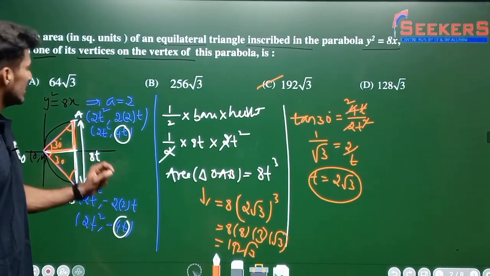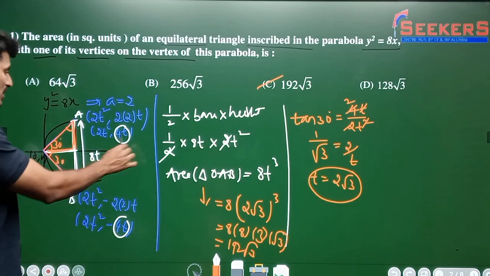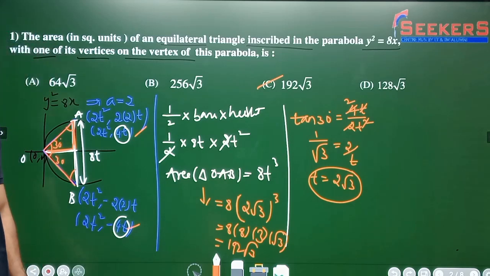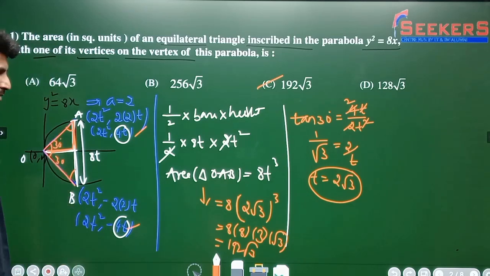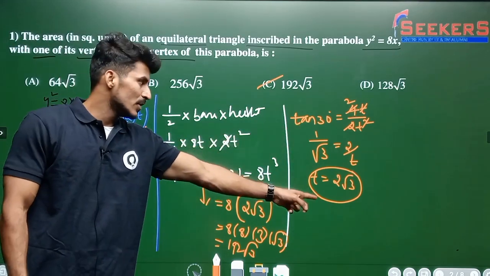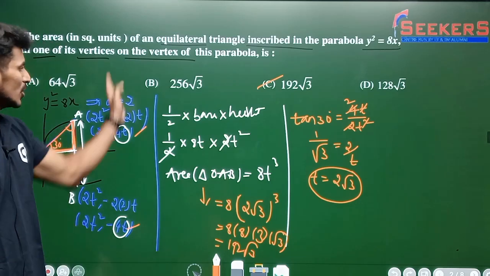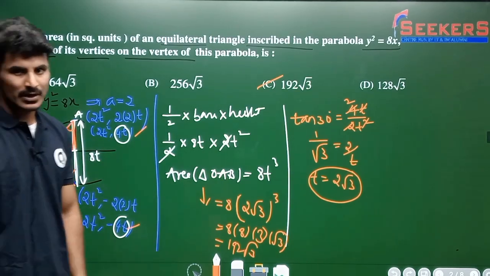Alright, so simple here, one of the vertices is at the vertex of the parabola. I just assumed this point A in terms of parametric coordinates, and the same for point B as well. Since it's an equilateral triangle, the angle is going to be 30 degrees. From this I got the tan 30 value. From the tan 30 I found the T value, and substituting the T value here, you get the answer for the area of the triangle OAB. Alright.